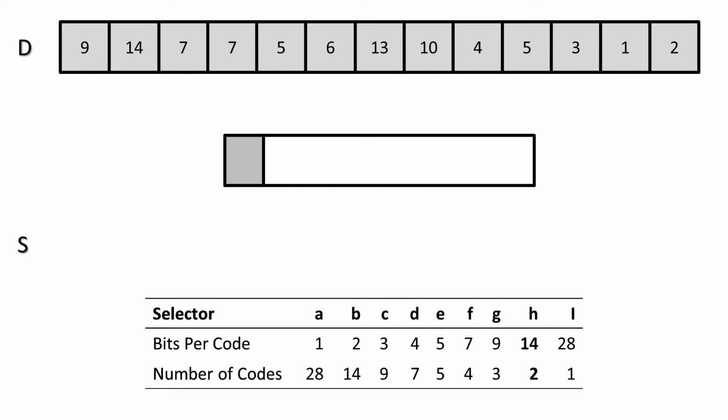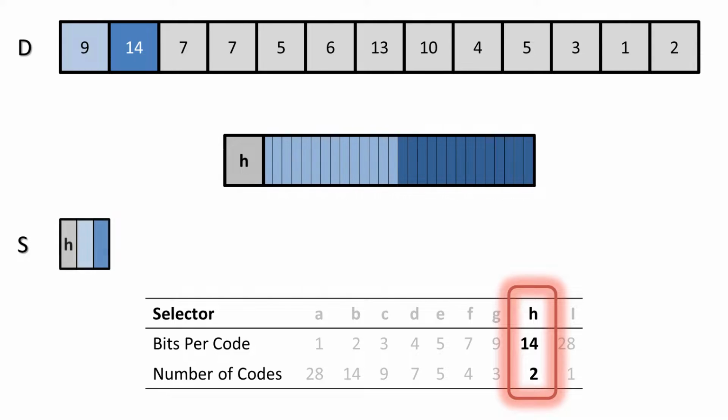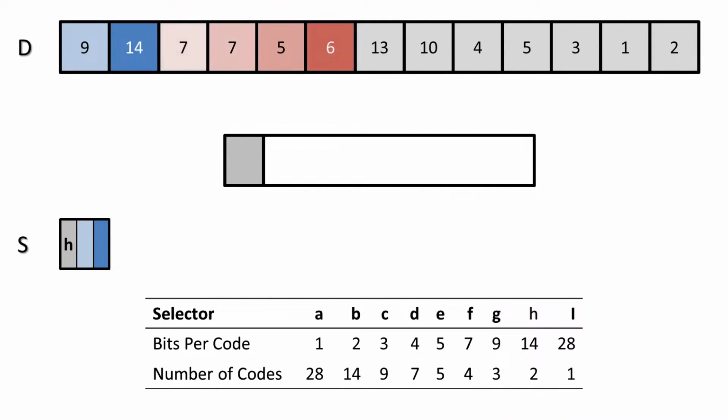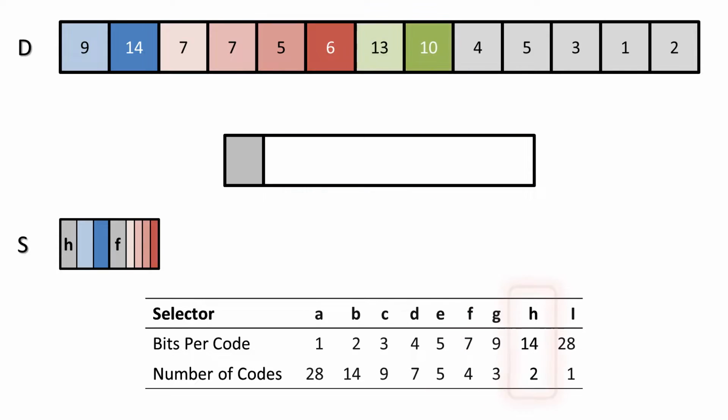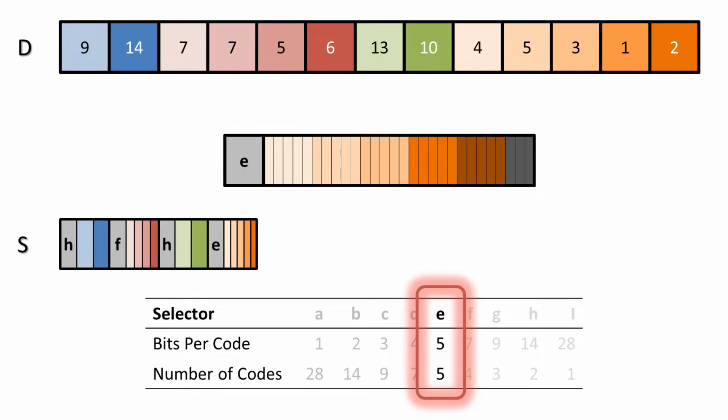Next, we're using a simple algorithm that compresses the array D to the array S. Our algorithm realizes that these two blue guys go together with 14 bits each into 2 codes. Therefore, we are taking down H as a selector and write the result into the array S. Next, the algorithm sees that these 4 red guys go together in 4 codes with 7 bits each, and therefore we're taking down F as a selector and write the result to the array S. And this goes on up until all elements of the array D are compressed into the array S.